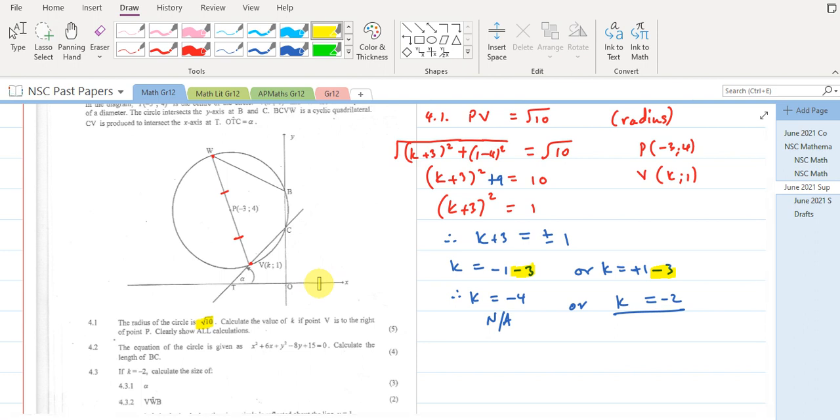Or you could have substituted the point V, which is (k, 1), in the equation of the circle, where the equation of the circle is (x plus 3) all squared plus (y minus 4) all squared is equal to 10, and you can substitute the point (k, 1) and get the value for k. Same thing. Next one.